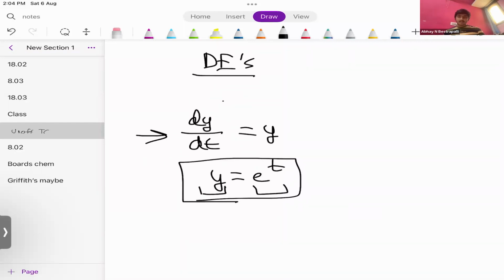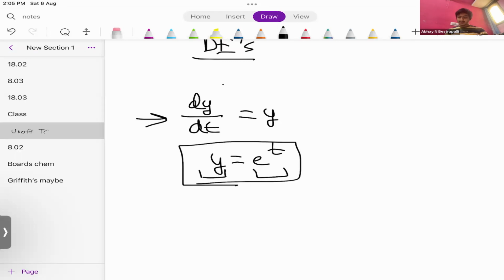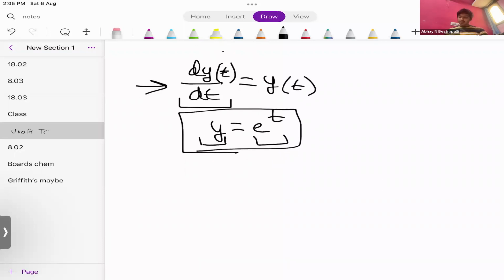I'm hoping that you all have a general idea of calculus. I'm not going to use any integration, by the way. Okay, I might use a little integration, but nothing too detailed. So this is what a differential equation is: something where the variable is a function, in this case y. To be more precise, you can write it like that, and the solution is y as a function of t.